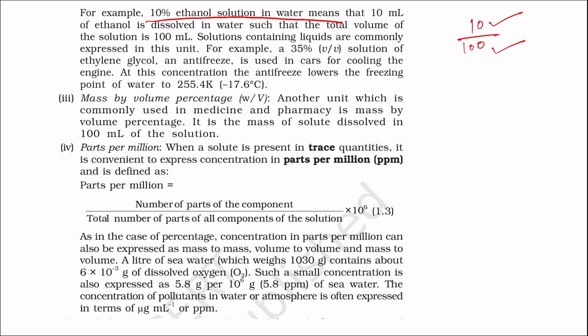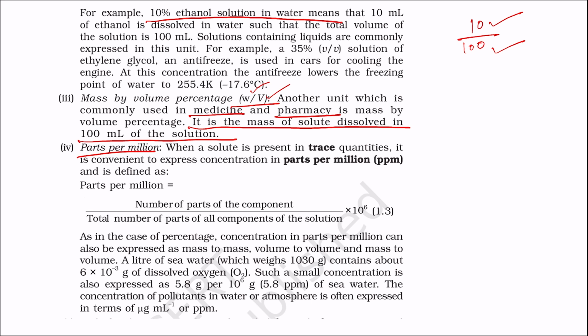Next is mass by volume percentage. Means numerator we will have the mass of the solute and in denominator we will have volume of the solution. It is the mass of the solute dissolved in 100 ml of the solution. Now this unit is used in medicine and pharmacy and it is known as mass by volume percentage. Next is parts per million.